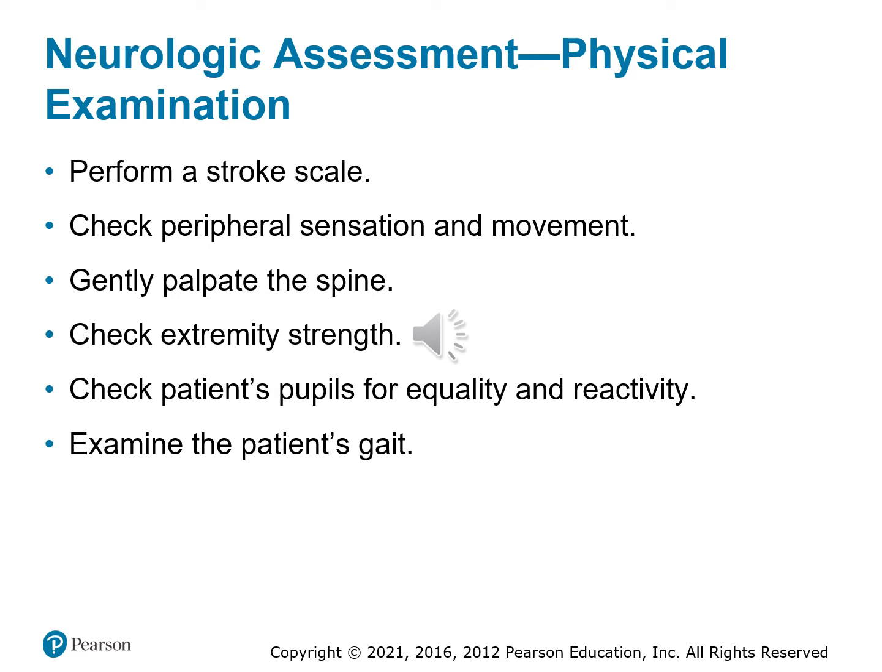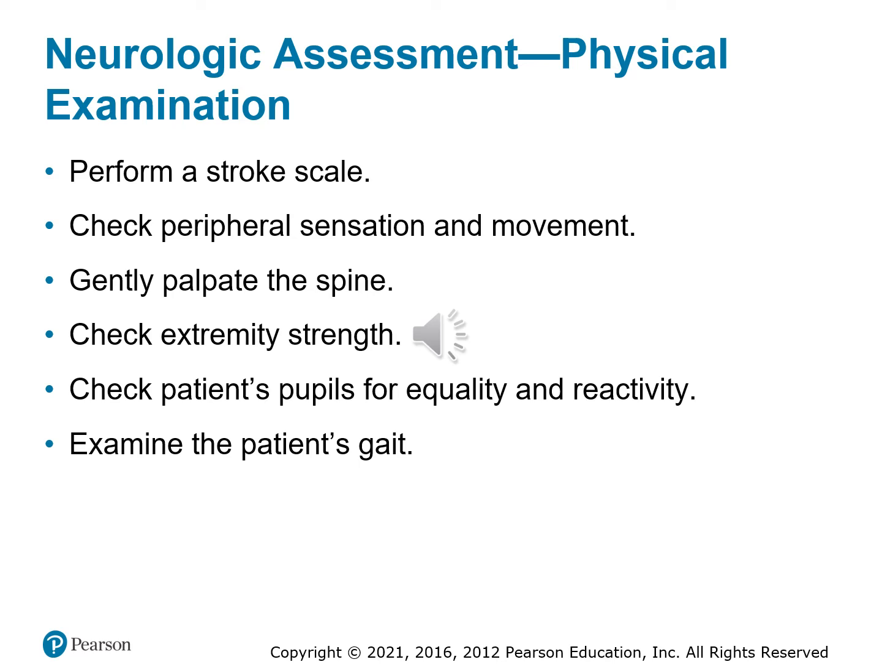Performing a stroke scale is the Cincinnati stroke scale, and that is where we're going to look at any facial droop. We're identifying if they have any slurred speech, and we're going to have them do a little bit of a test where they hold their arms out straight in front of them and close their eyes. Arm drift will occur if the patient has had a stroke, and it will indicate the side of the stroke.